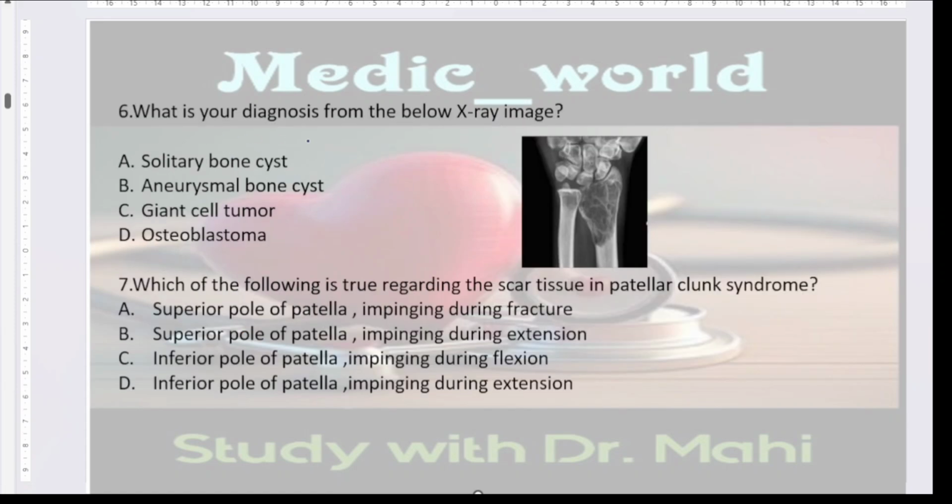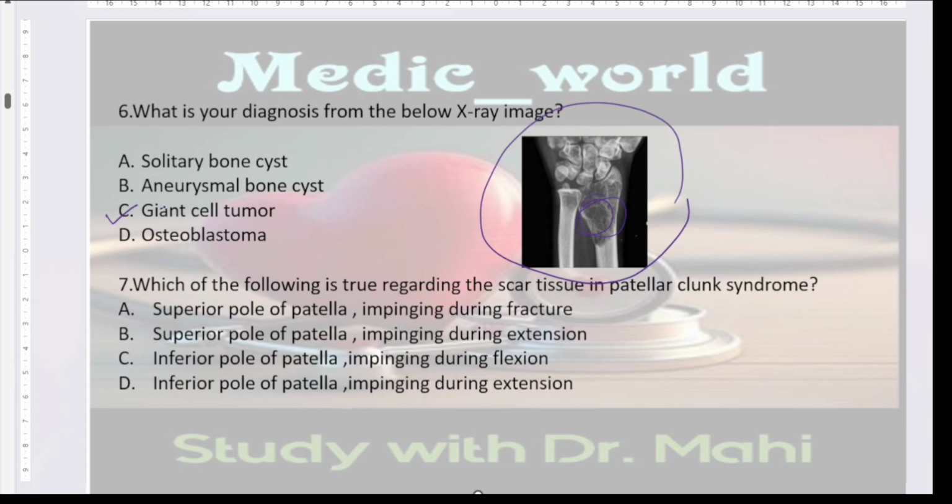What is your diagnosis from the below X-ray image? This is the image given. From the X-ray, we can identify this as a giant cell tumor, with the soap bubble appearance seen here at the wrist joint, which points to the diagnosis of giant cell tumor. So the answer to this question is option C, that is giant cell tumor.